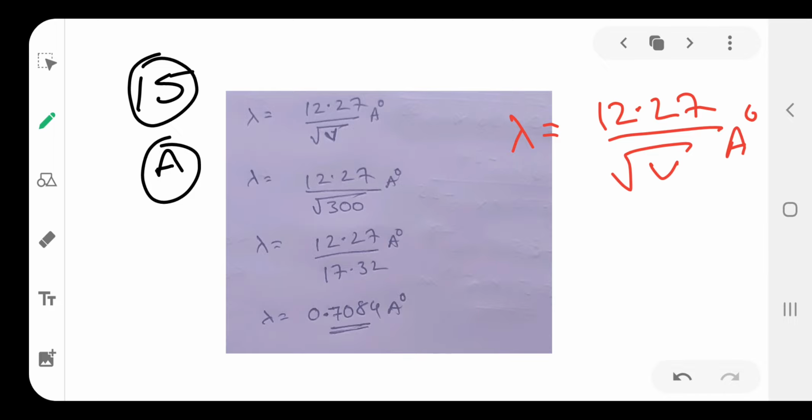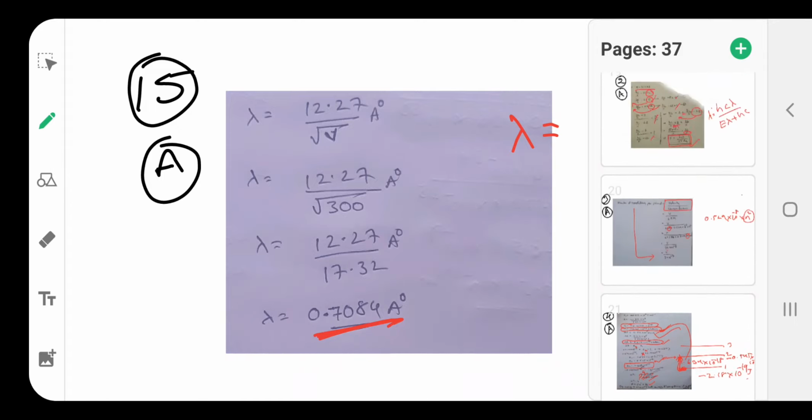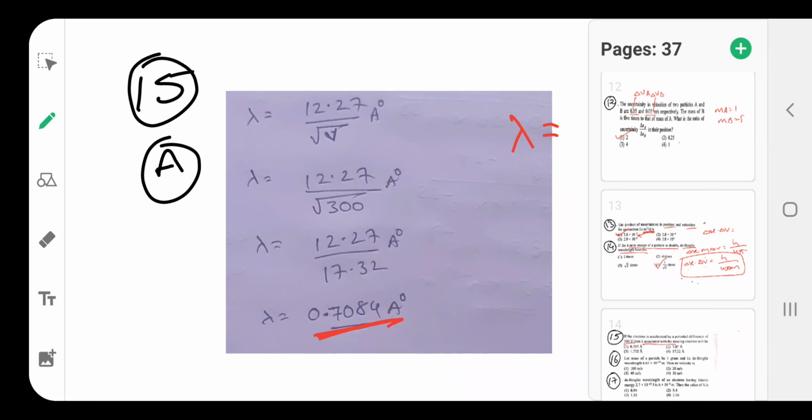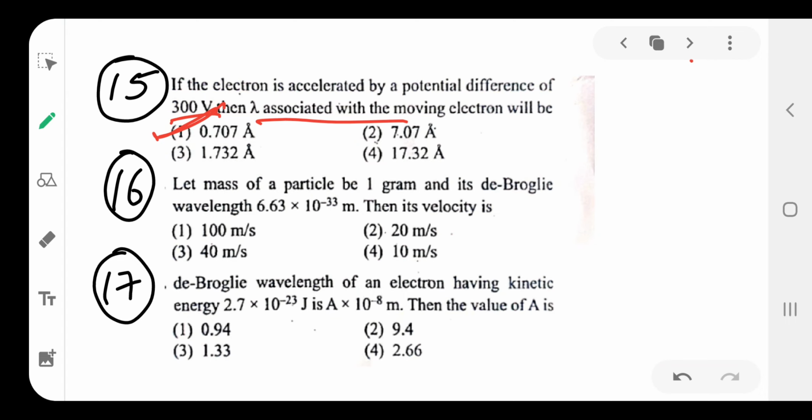Then substitute the value, and we get a very easy calculation. 12.27 divided by root V, with potential difference 300, in angstrom. Root 300 value is 17.32. Then 12.27 divided by 17.32 gives 0.708 angstrom units. That is the answer: 0.708 or 0.707 angstrom. This is the answer for this question. Okay, then next is question number 16.